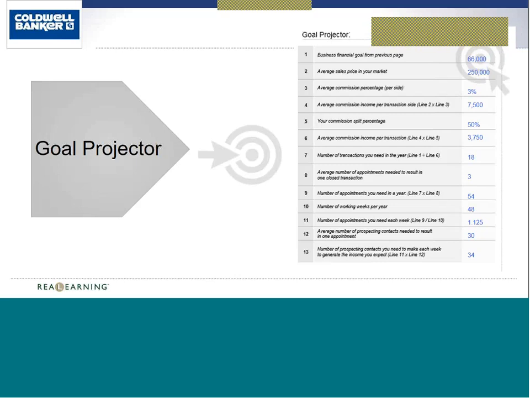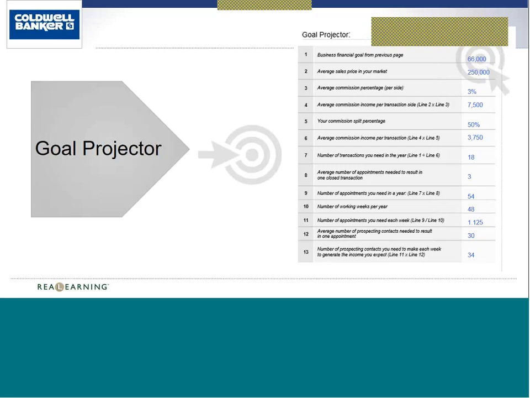Now on line 8, this is the number we're going to give them, average number of appointments needed to result in a closed transaction. We're just going to say that's an average number of 3. If your agent is tracking those things and they know that their number's different than 3, great. But most of them don't. So we're going to say you're going to get 1 out of every 3 appointments that you go on. We're going to plug that number into line 8. On line number 9, we're going to take how many appointments they need to go on in a year based on that. So if they need 18 closings and they're getting 1 out of every 3, they need 54 appointments.